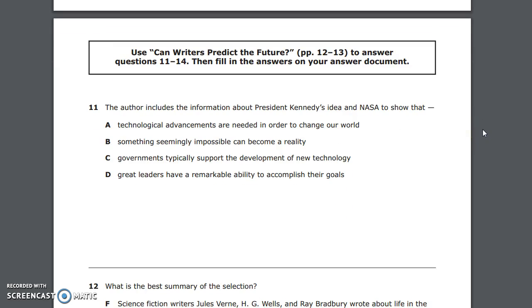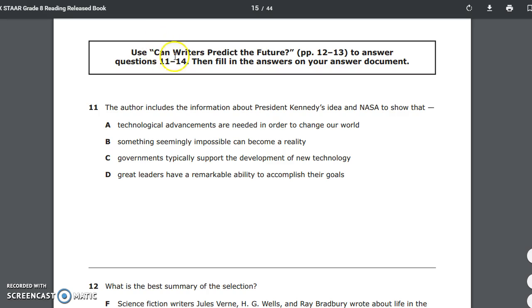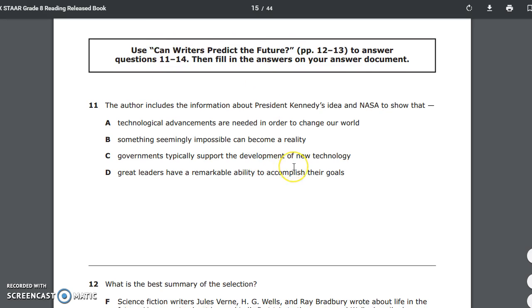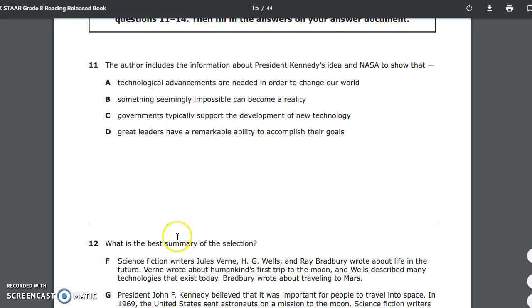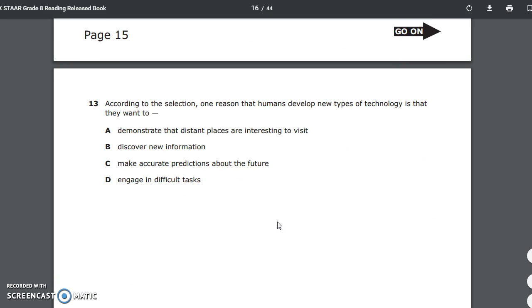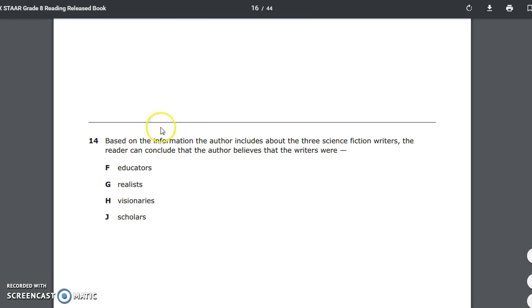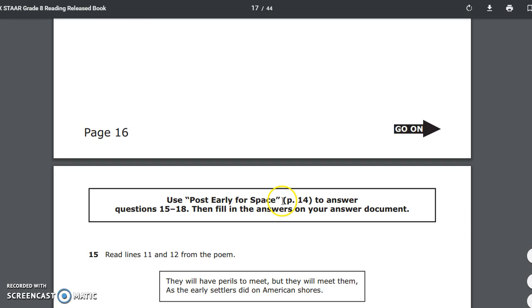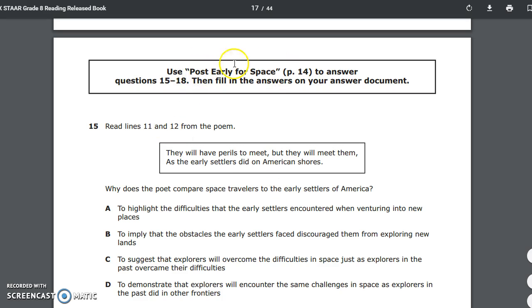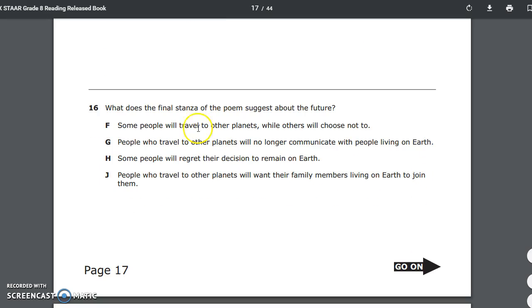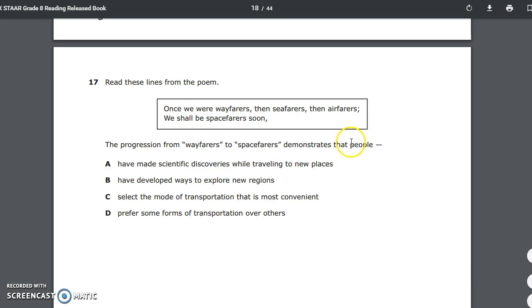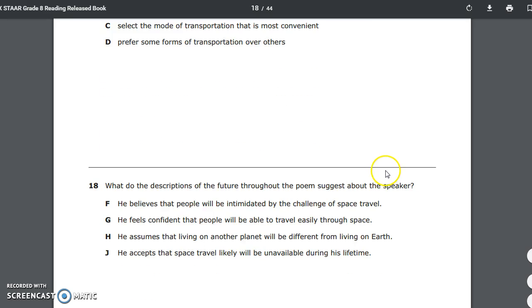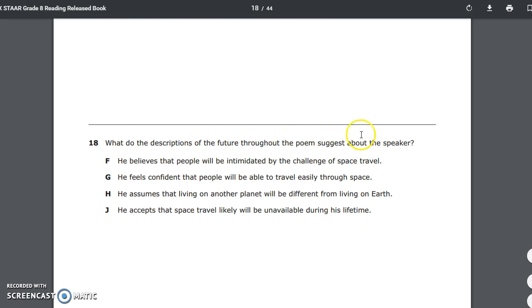If I keep going, the multiple choice questions are going to be split up. For example, I'm only supposed to use Can Writers Predict the Future to answer these questions. Because it's informational, I'm going to be asked about things like a summary, and I might be asked to infer things based on the information about what the writer thinks. So I'm going to have to make some inferences. And then for these questions, I'm only supposed to use the poem Post Early for Space. With poetry, remember, you might have to analyze specific lines. You might have to talk about what a stanza is. You might need to understand some of the vocabulary, wayfarers, spacefarers. Again, some difficult vocabulary, so a great time to use your dictionary. Again, making some inferences. What does the poem suggest? If you see something like this, what does the poem suggest about the speaker?